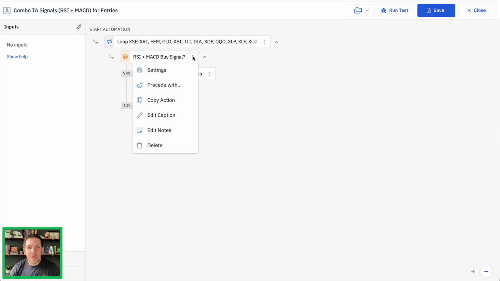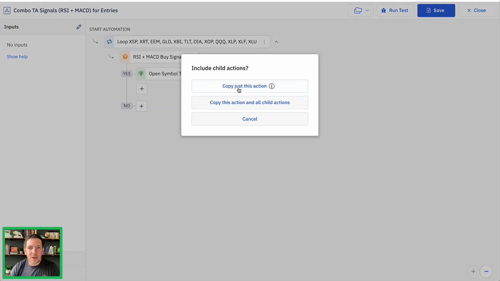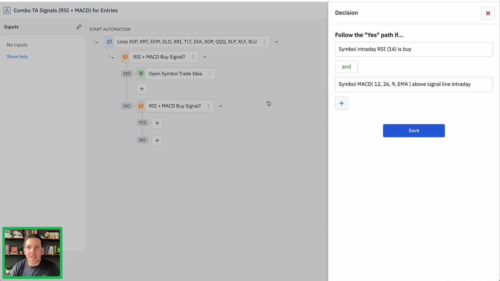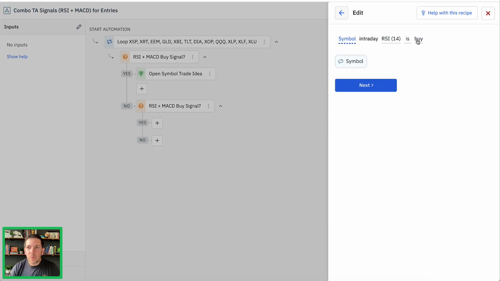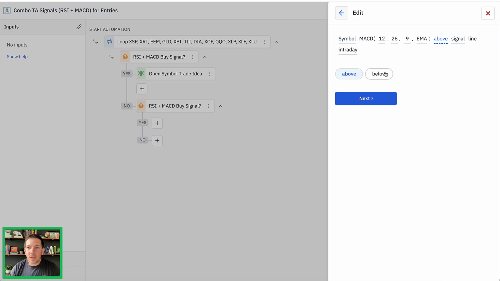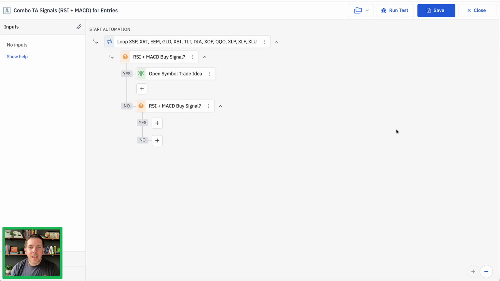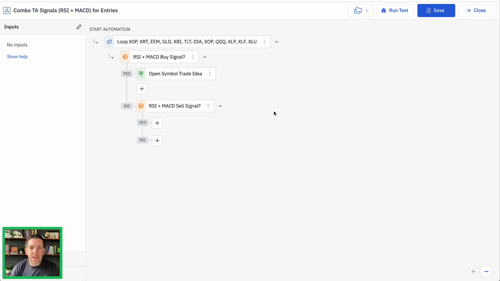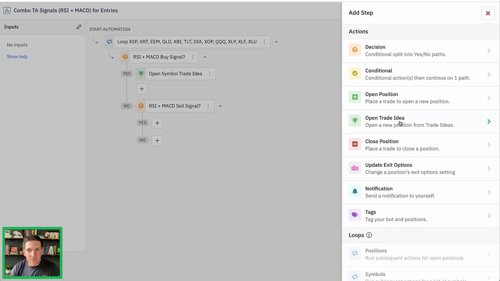Now you can also copy this over, and we're going to copy the action here. We're just going to copy just this action, and we're going to paste it right here into this step. And we're just going to switch this to the opposite way. And that's going to create a sell signal indicator. So we'll go here. We'll say if RSI is currently a sell, and if MACD is currently below its signal line intraday, both of these have to be true at the same time, then that would give us a potential sell signal. So now we can just rewrite this as sell signal. And if we get a sell signal, then what we want to do is open the opposing type of trade idea.